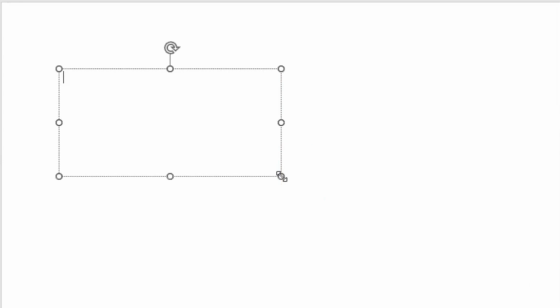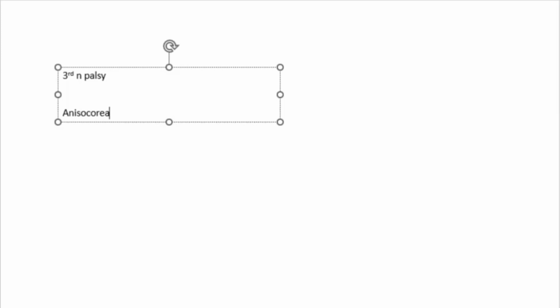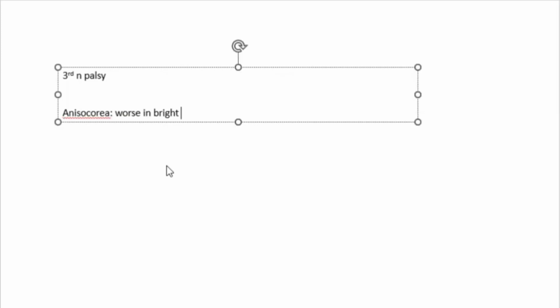So if we have third nerve palsy, tell me about the anisocoria. Anisocoria will be worse in bright light. Do you have another word for bright light? Another synonym? Can we use another expression? Illumination. Is it scotopic or photopic? Photopic. Okay, stay with me.